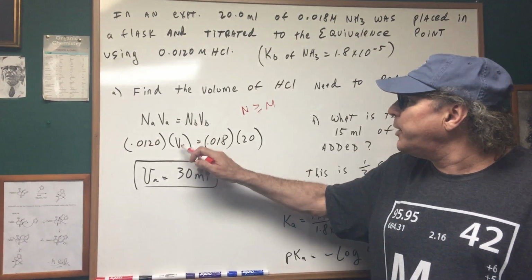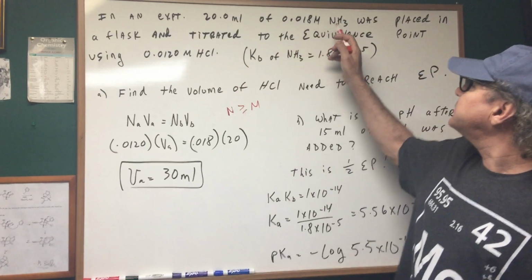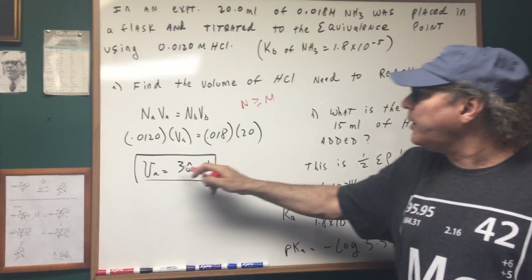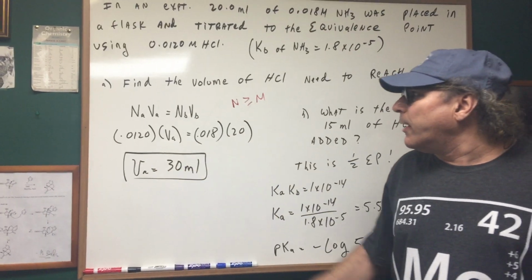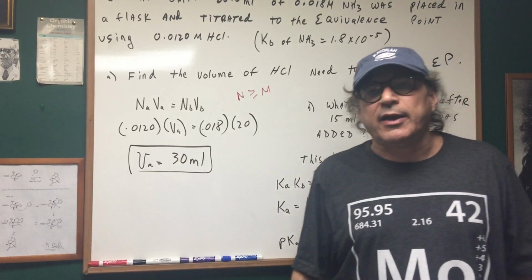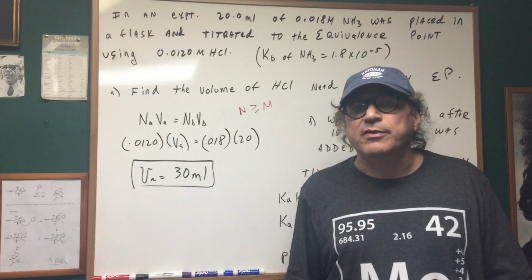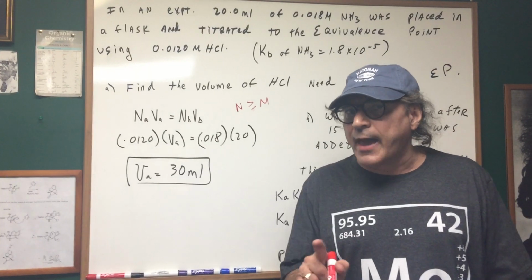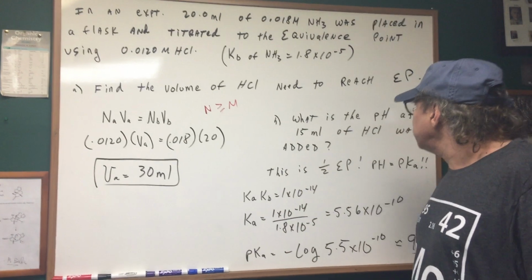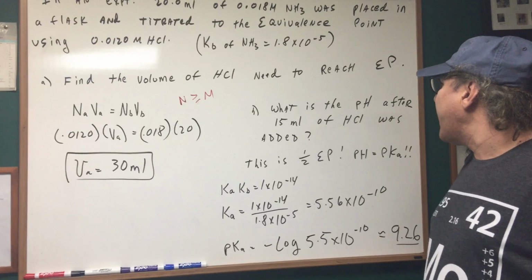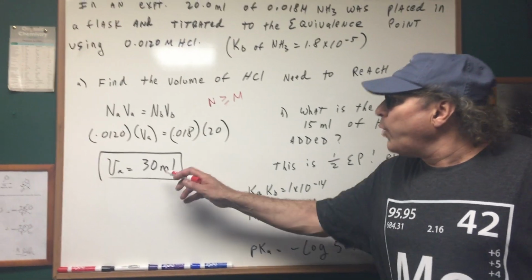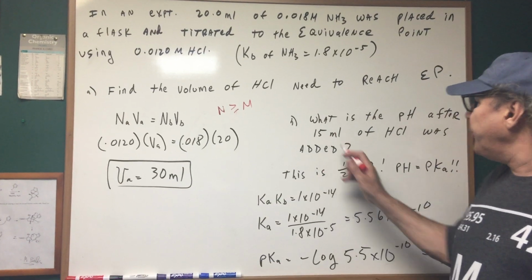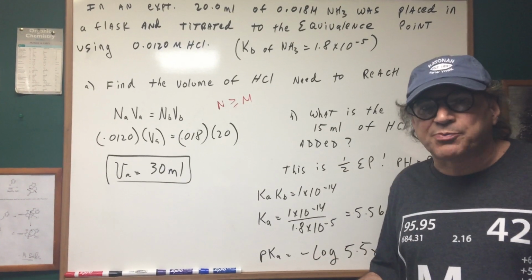So the volume of acid we don't know. The normality of the base is the same as the molarity here. So it's 0.018. And the volume of the base was 20. And that gave me 30 mLs. So this formula takes me to the equivalence point and gives me the volume of acid needed to hit the equivalence point, 30 mLs. Now, here's the tricky part. What is the pH after 15 mLs of HCl was added? Well, if it took 30 mLs to reach the equivalence point, 15 mLs is the half equivalence point.